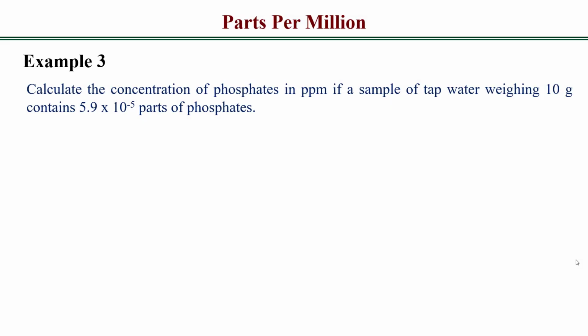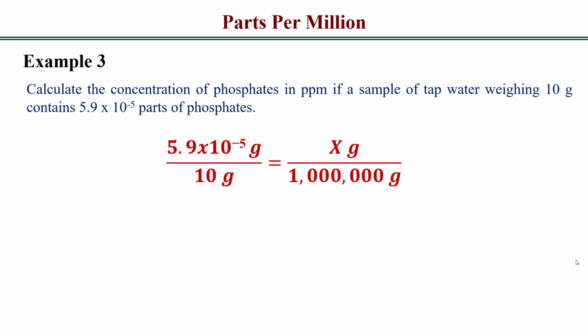Let's take a look at the next question for parts per million, which says calculate the concentration of phosphates in ppm if a sample of tap water weighing 10 grams contains 5.9 times 10 to the negative 5 parts of phosphates. So in this question, our goal is to determine ppm. We have 10 grams of water, and so the 5.9 times 10 to the negative 5 parts of phosphate would also refer to grams.